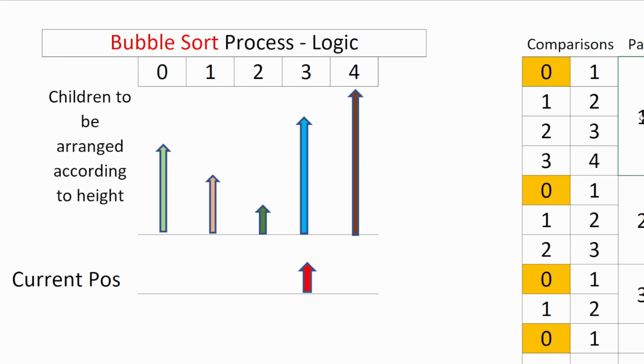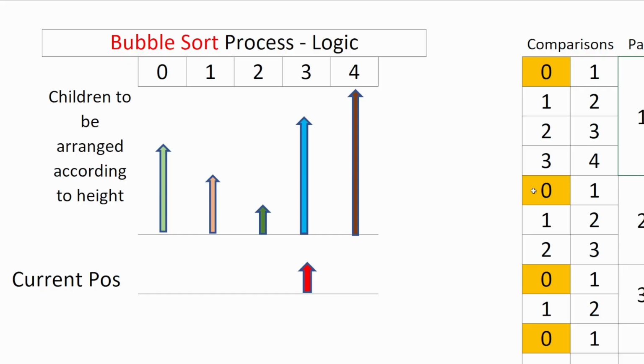This is pass number 1. Once pass number 1 is finished, we can figure out that the last child is the tallest child. In fact, you can see that the tallest child has been swapped again and again and pushed from the beginning to the end of the line.